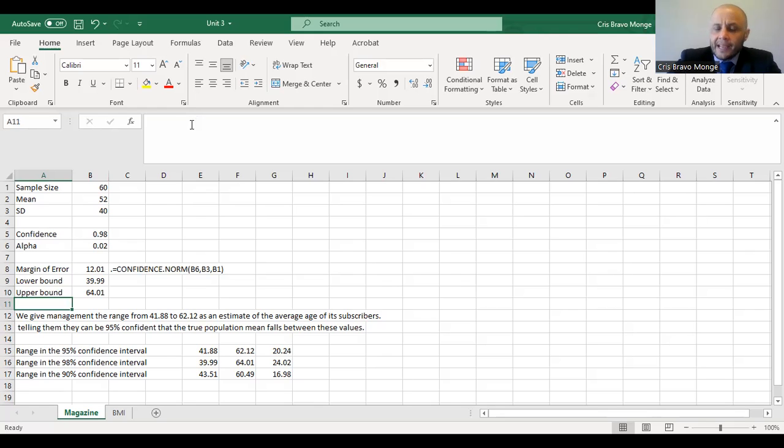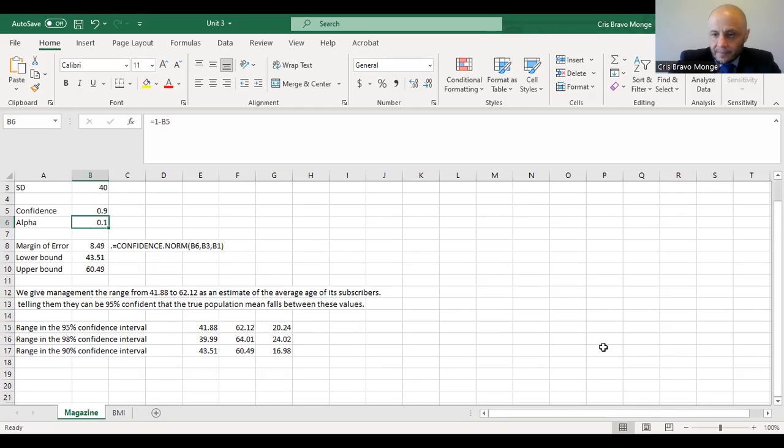What if they don't want 98% confidence? 90 would be enough. Let me go back to my formula and input 90. So now the alpha is 0.1. And the interval changes from 43.5, 44 years old, to 60.49, 60 years old.